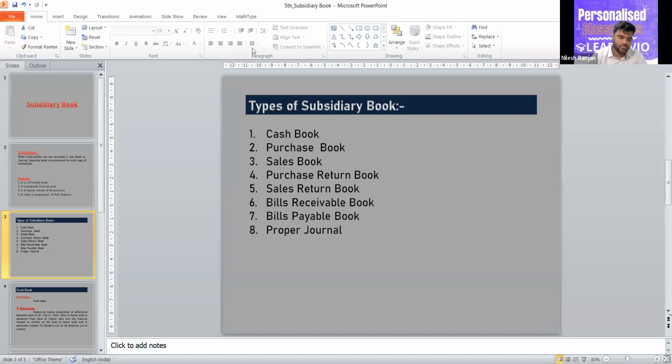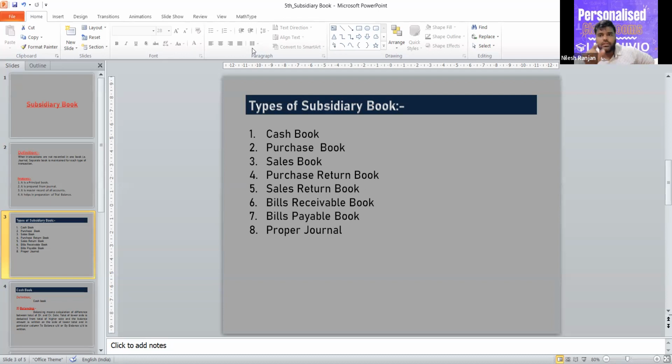We bought it with cash. Purchase return, sir. We will write it in purchase returns. Cash book doesn't make sense. We will write in the purchase return book. Why not the cash book? It doesn't make sense, sir.